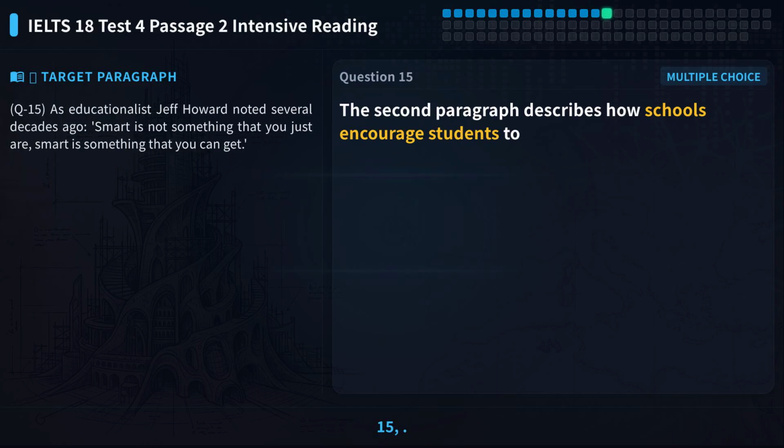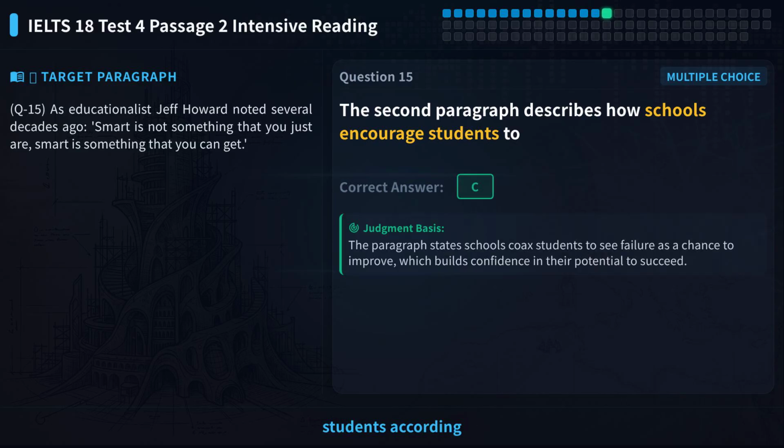Let's look at question 15. The question asks how schools encourage students according to the second paragraph. Option A is about personal goals, B is helping each other, C is having confidence in success, and D is focusing on strengths. Please pause the video and think first.